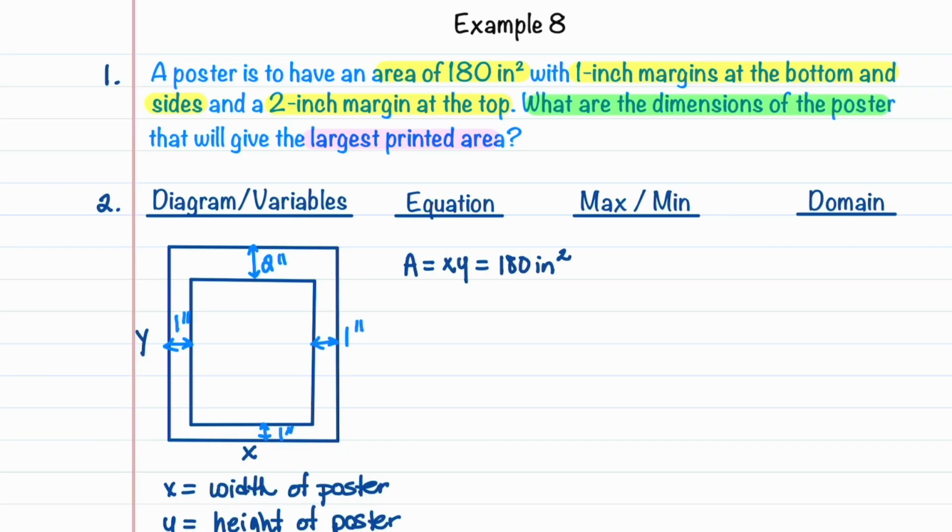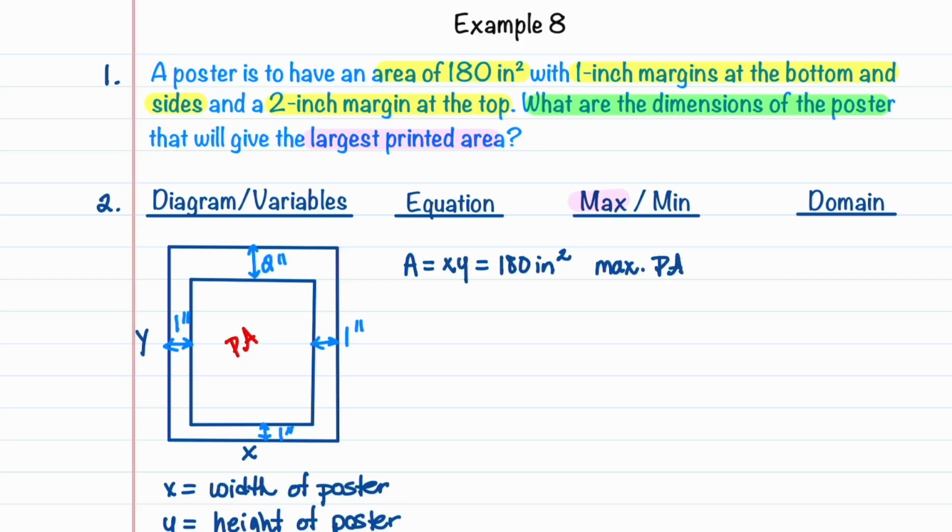Now let's go over and figure out what we want to maximize or minimize. We want to find the largest printed area. The printed area is the part inside here, and I'm going to label that as PA. So that's what we want to maximize. So let's write down that we want to maximize our printed area PA.